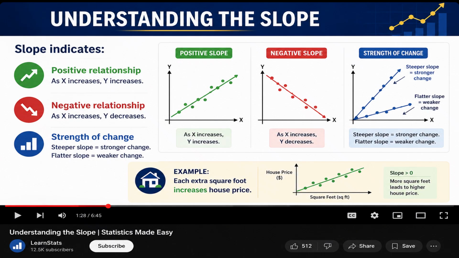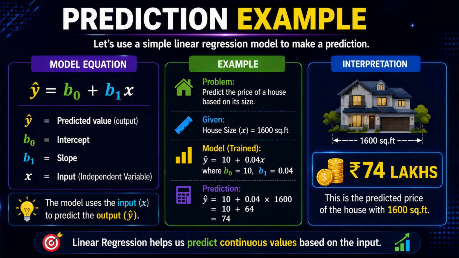So first let us understand the slope. A positive slope means as x increases, y increases. Negative slope means as x increases, y decreases. Strength of change is steeper slope means stronger change and flatter slope means weaker change. So example, each extra square foot increases the house price. So that's an example of this. It's actually here, it is positive slope. Again, we are taking the same example.